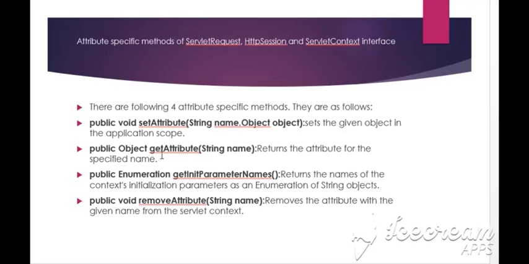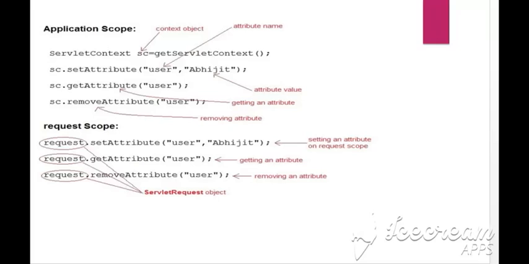Next, attribute specific methods of ServletRequest, HttpSession and ServletContext interface. There are following four attribute specific methods. They are as follows: public void setAttribute, it is having the parameters String name, Object, sets the given object in the application scope. For example, here it is setting an attribute user to Abhijit.